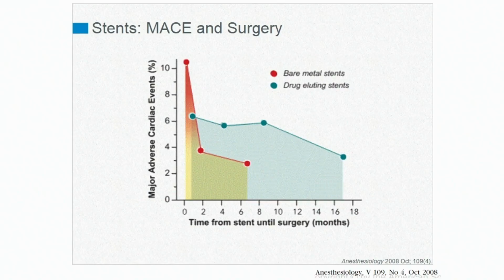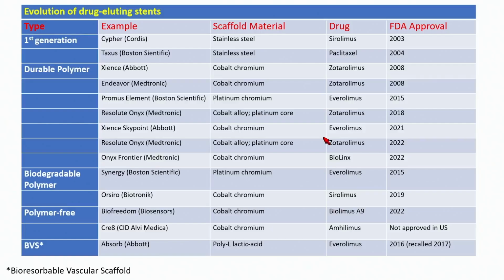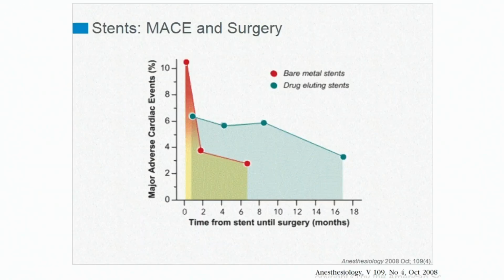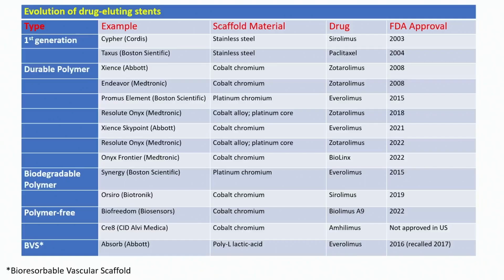And what we see here is that with bare metal stents, the major adverse cardiac events sharply decline within a couple of months. However, with drug-eluting stents, that was not the case. Even past a year, the adverse events continued to be relatively high. And this kind of goes along the lines of what I showed you earlier about the endothelialization. That does not happen completely in patients with drug-eluting stents.